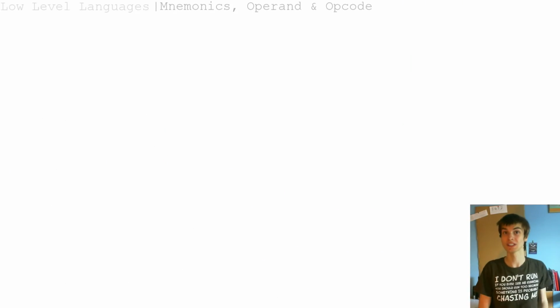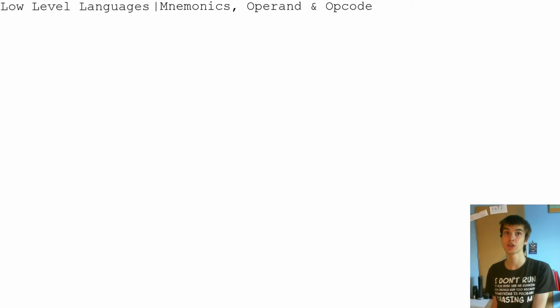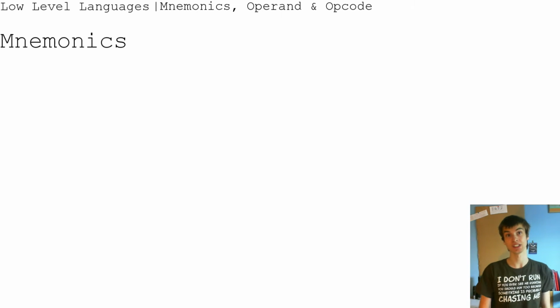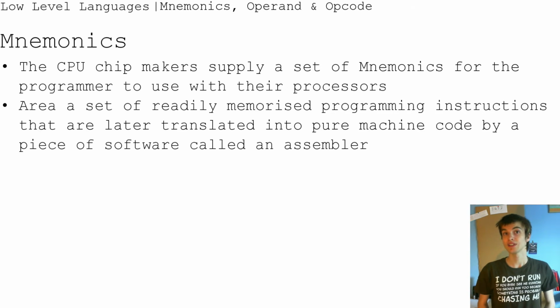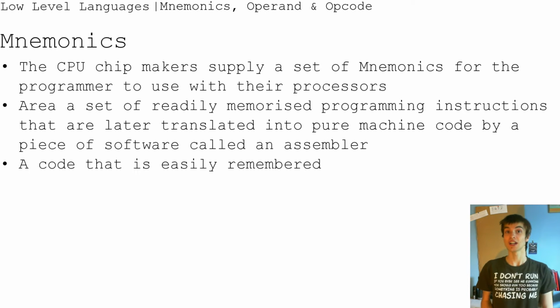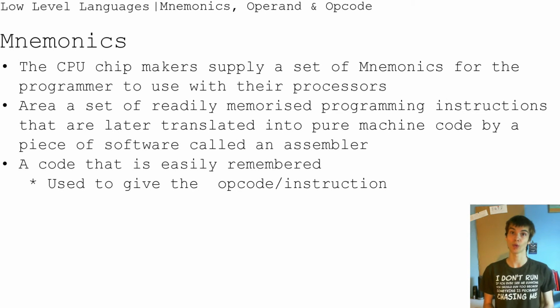Right, so the mnemonics, operand, and opcode. First of all, the mnemonics. The CPU chip makers, so the manufacturers, supply a set of mnemonics for the programmer to use with their processor: a set of readily memorized programming instructions that are later translated into pure machine code by a piece of software called the assembler. A mnemonic is a code that is easily remembered, used to give the opcode or instruction.